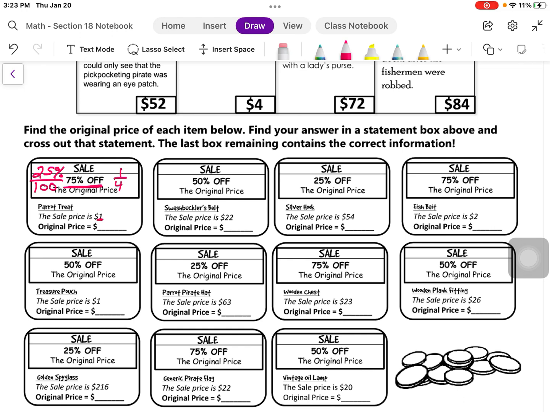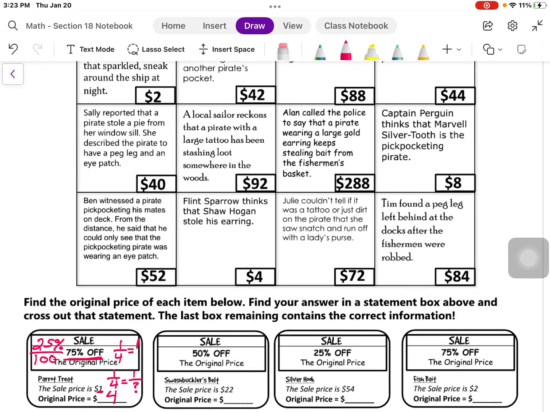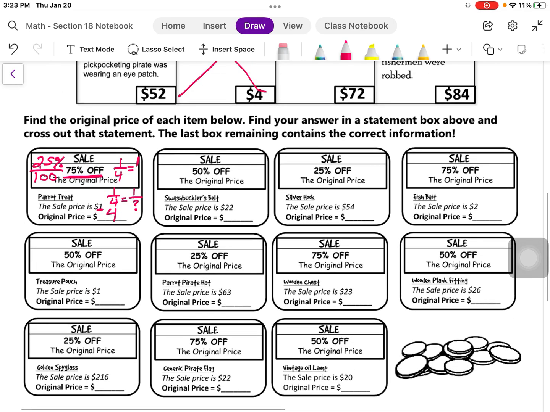I know the sale price is $1. So I'm going to put $1 up here. Oh, let me rewrite it. 1/4. $1 is the sale price. What I want to know is what's the original price. Well, this one looks pretty easy because what do I do to go from 1 to 1? It's 1. What do I do to go from 4 to question mark? 4. So the original price is going to be $4. All right, I go up here and I find $4, and that is not the clue, so I cross it out. Well, that one was kind of easy.